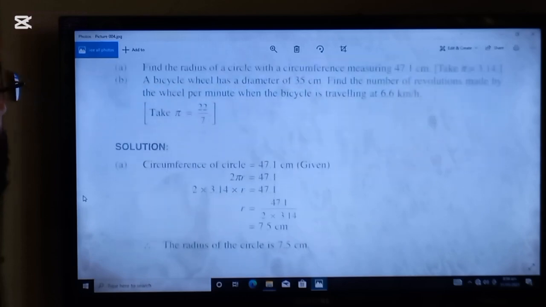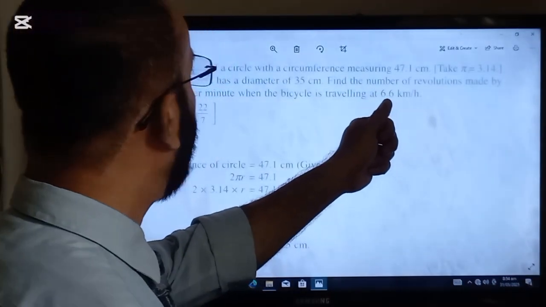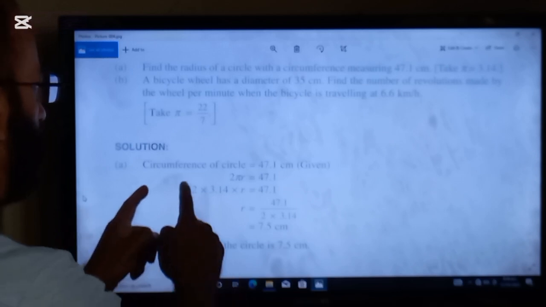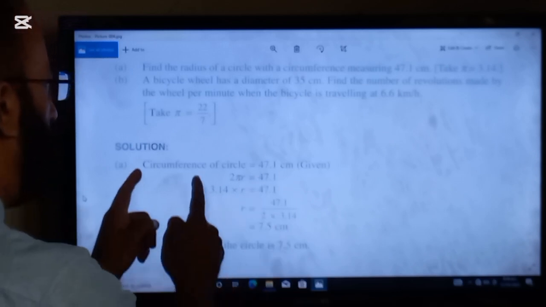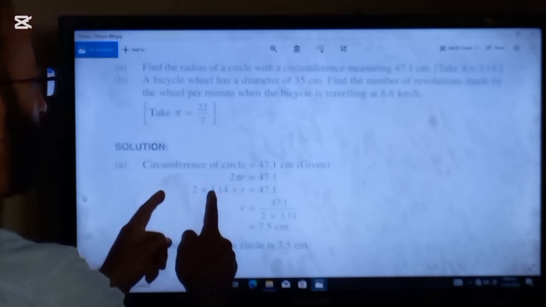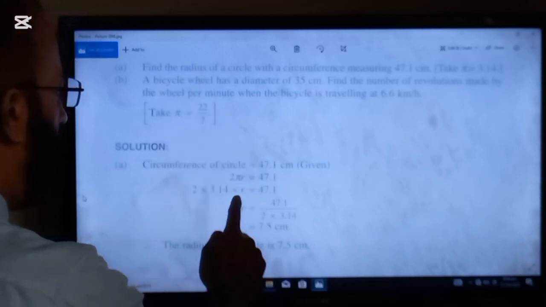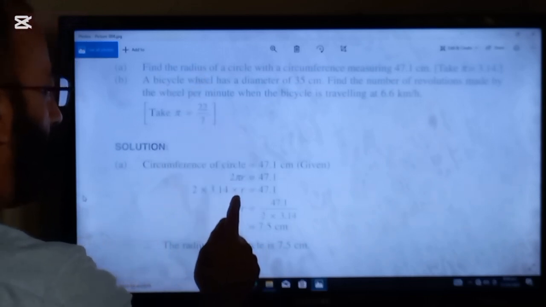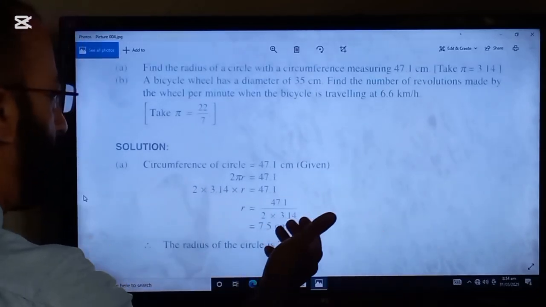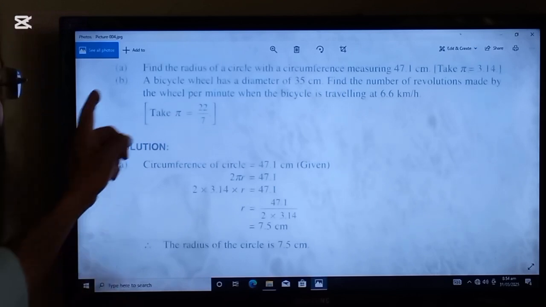Look here, and another question is here. Find the radius of the circle with a circumference measuring 47.1. If the circumference of this circle is given, that is 47.1, the formula for the circumference of the circle is 2 pi r. So 2 will remain as it is. Pi's value is given, that is 22 by 7, and requirement is r. So r will remain as it is. From here we will find the value of r. All other values other than r will go to the denominator of 47.1. Solve it. That will be the answer of the question, A part.